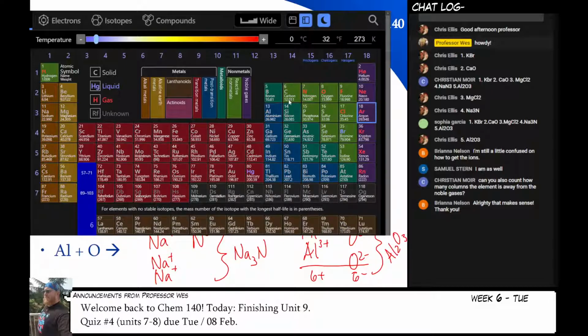Which doesn't quite make sense at this level because I am hand-waving a little bit of what's going on here. We're going to address that in 161. But for our purposes, most of the time, you can just count how many columns away you are if you are either on the far left side of the periodic table or the far right. But that idea sort of breaks down for stuff that's at the bottom of column 3.